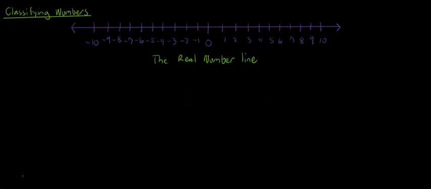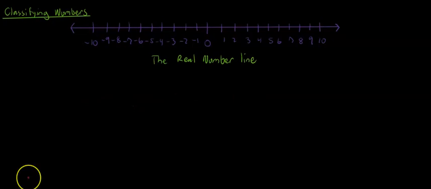Now let's try another one. This example is going to be the negative square root of 289. Looking at this, we can see that there's a negative sign out front. So with that as a starting point, we'll see that it's going to lie to the left of the real number line.